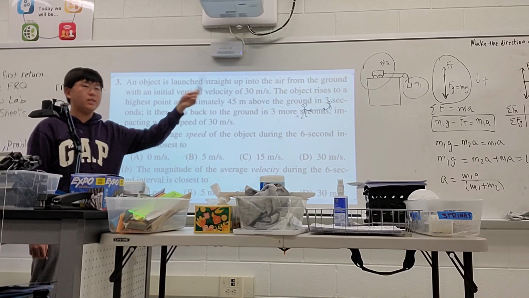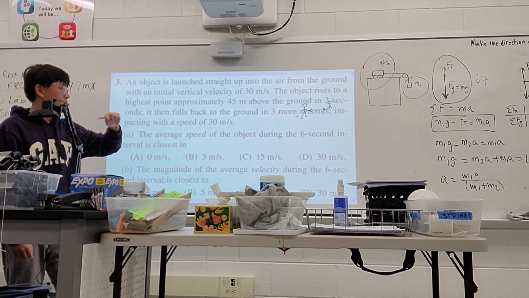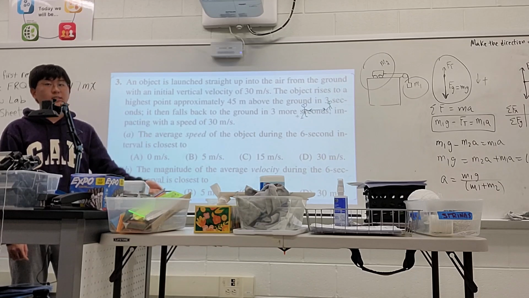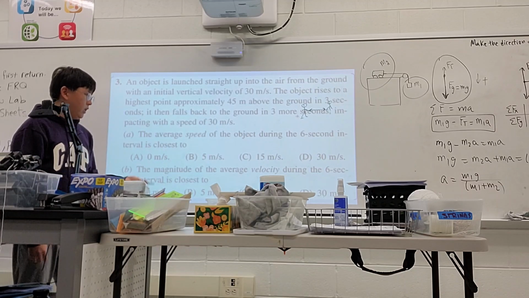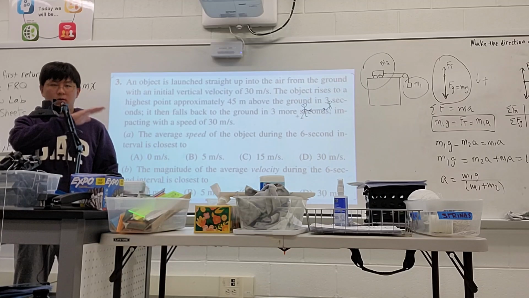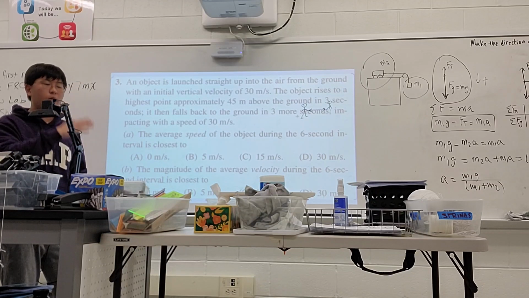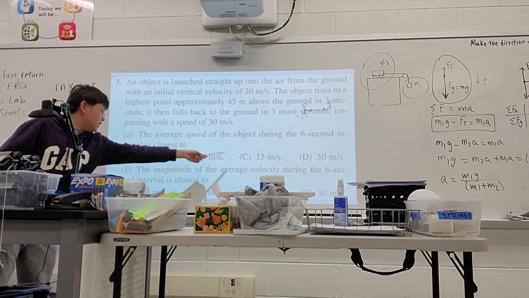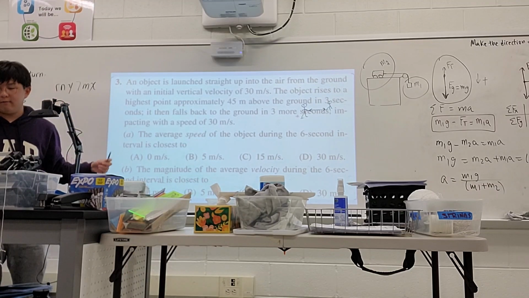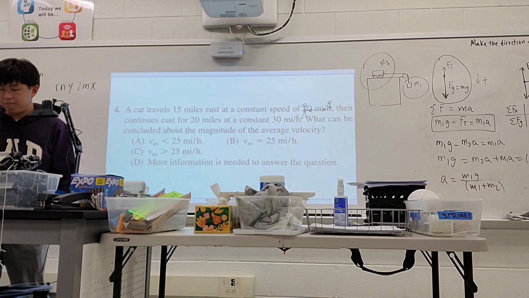Average velocity means velocity final minus velocity initial, and if it starts at 0 and ends at 0, because the direction matters, it'd just be 0 minus 0 over t, which is 6. So 0 over 6 is just 0. So it'd be C and A. Pretty simple enough. Just a concept question.